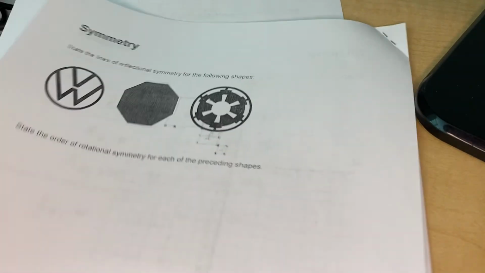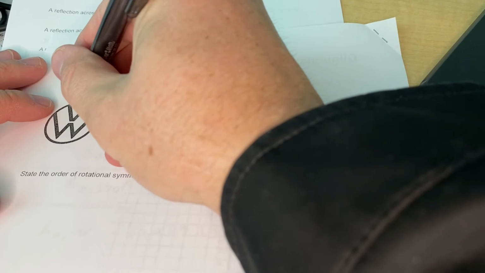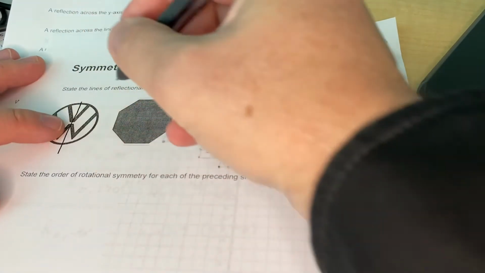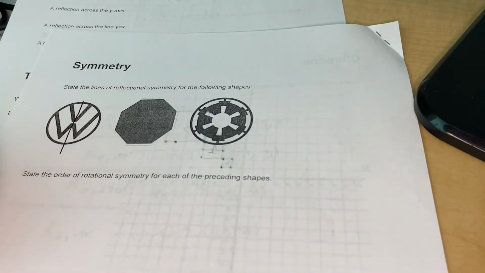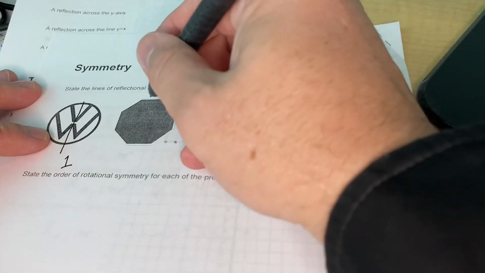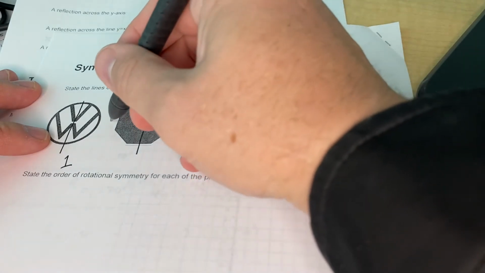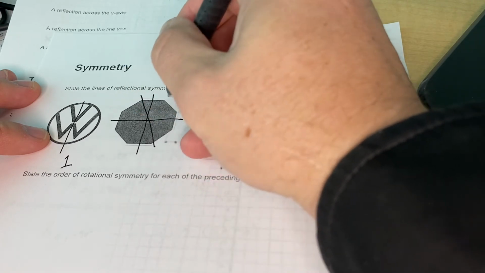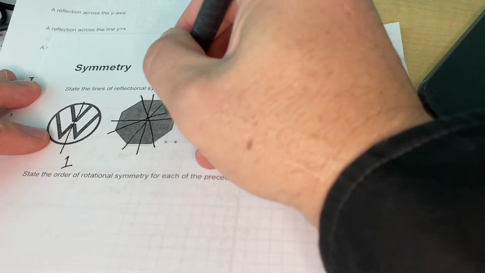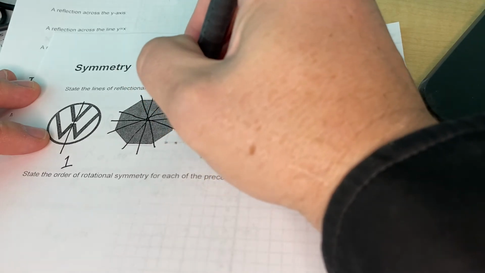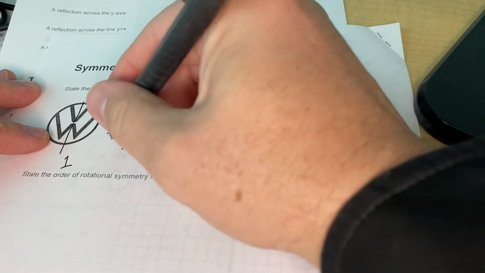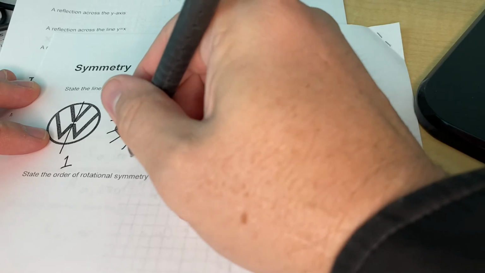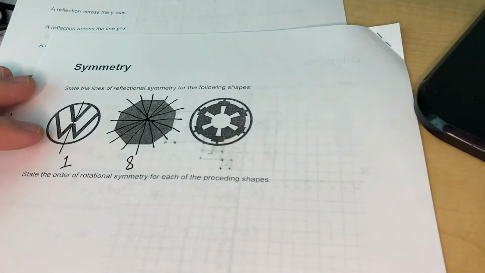The last bit that we're covering here is the symmetry. The lines of reflectional symmetry, this one with the logo only has 1. A circle would have a whole lot, but this, because of the logo, it's only going to have 1. Every time we bisect a side of a regular polygon, or every time we bisect an angle of a regular polygon, we are going to end up with lines of symmetry. So for this regular octagon, we end up with 8 lines of symmetry.